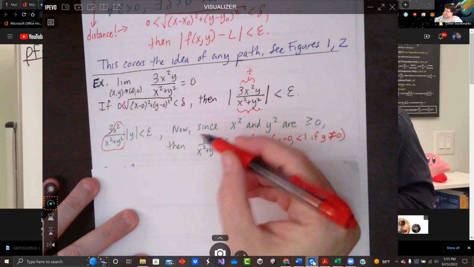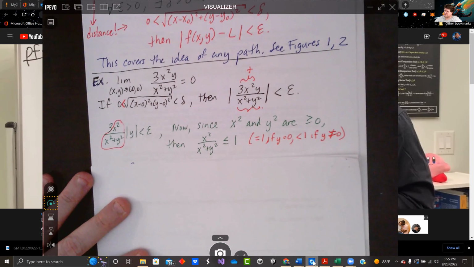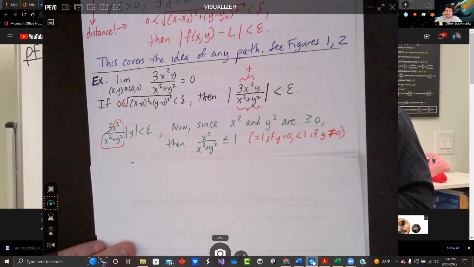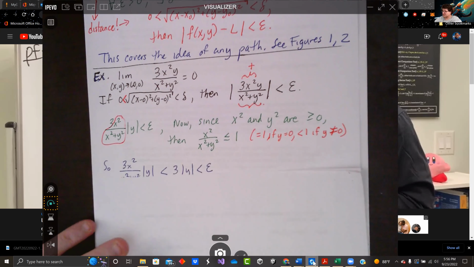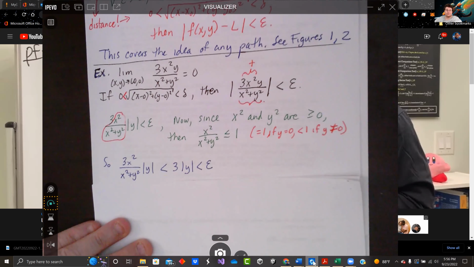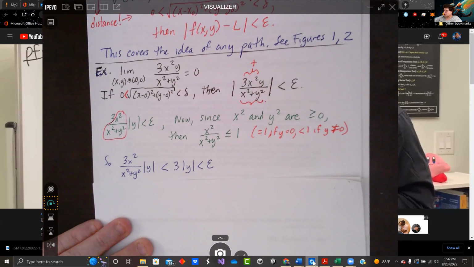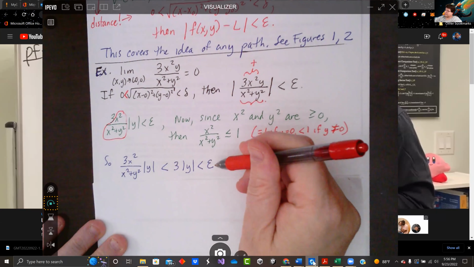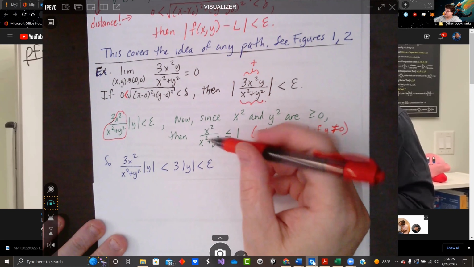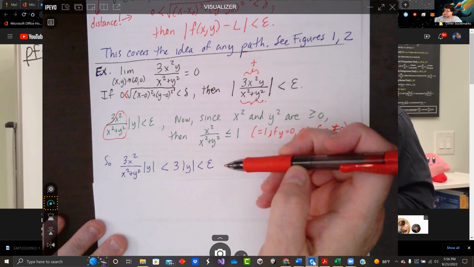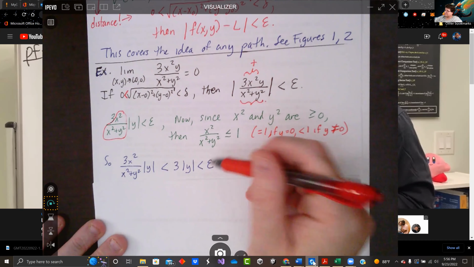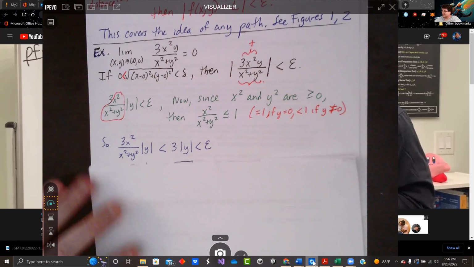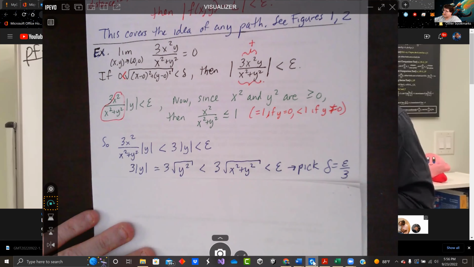Which means we can say the absolute value of 3x squared over x squared plus y squared times the absolute value of y has got to be just less than 3 times the absolute value of y. And we'll make sure that's less than epsilon. So we'll divide by 3 and we'll see the absolute value of y is less than epsilon over 3. But that's not what we want.